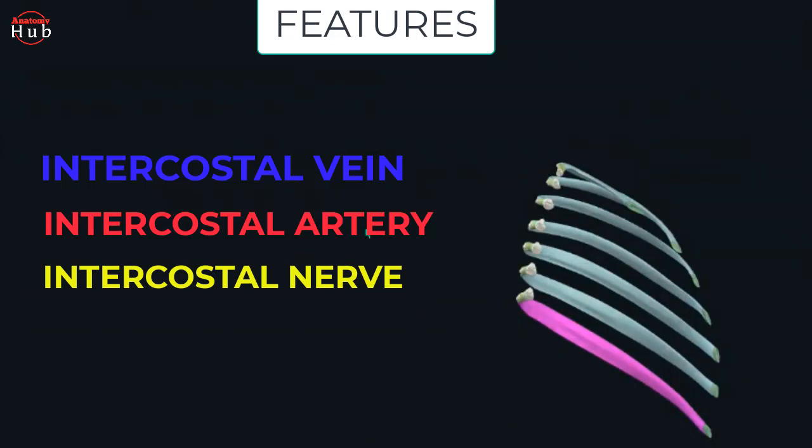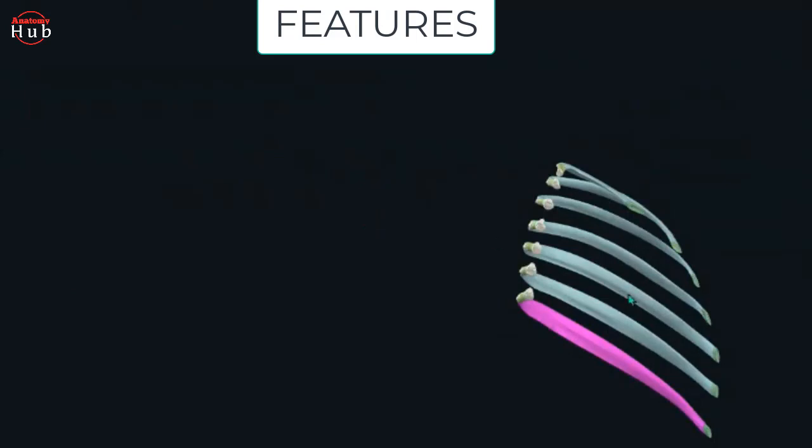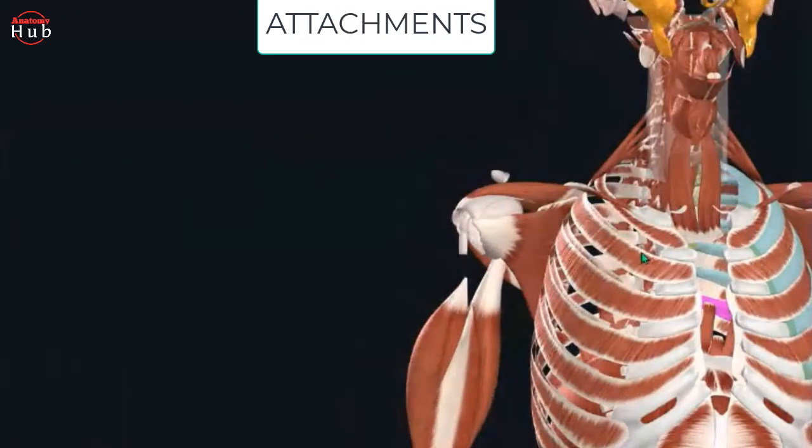So V for vein, A for artery, N for nerve. These three structures reside, they lodge inside this costal groove. You'll find in between the ribs these muscles. Here you can see these muscles, and they are running downward.